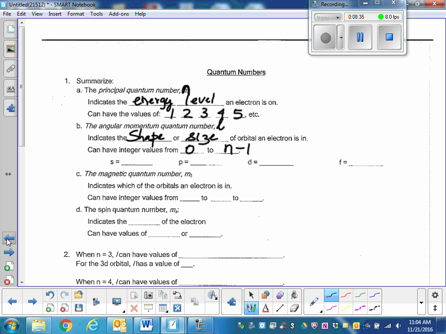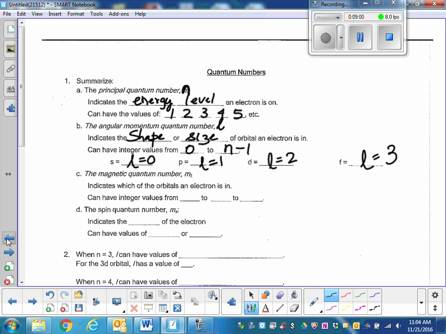For s orbital, what's the value of L? L equals 0. For p orbital, what's the value of L? L equals 1. For d orbital, what's the value of L? L equals 2. For f orbital, the value of L will be 3.